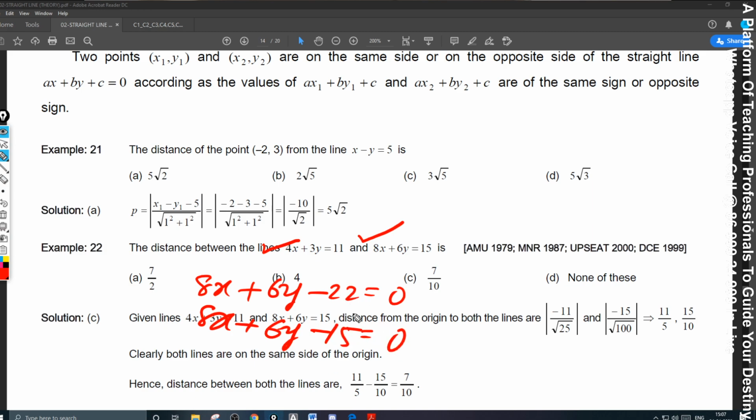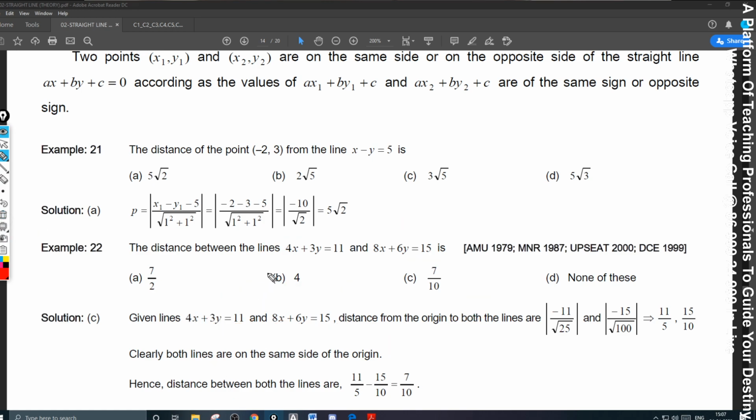Distance between the parallel lines, C1 minus C2. This is minus 22 plus 15, 7, I am writing directly. Minus 22 plus 15, 7 by root over 8 square plus 6 square is 100, and the root is 10. So 7 by 10. So C is the answer. Straight questions, please. Let us not waste time on this one. Direct questions. Okay. Next, please.